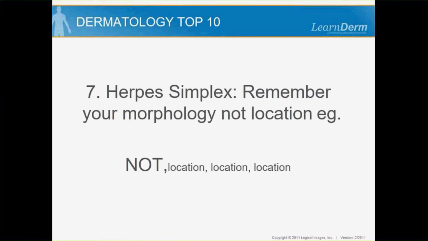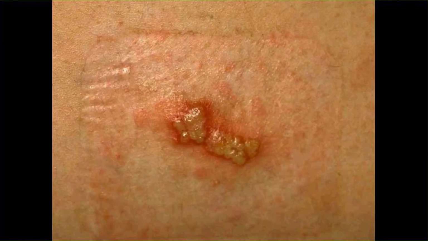Number 7, herpes simplex. Remember your morphology, not the location. Not location, location, location like real estate. It's all about the morphology. It's the grouping of vesicles. So these are little vesicles that are grouped together.